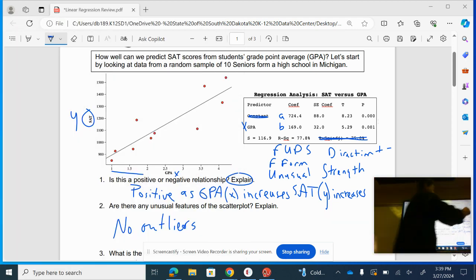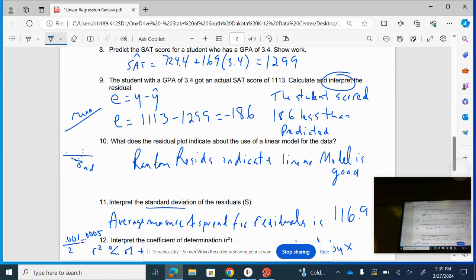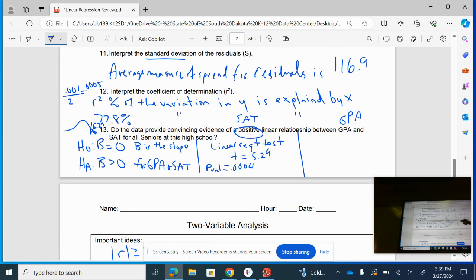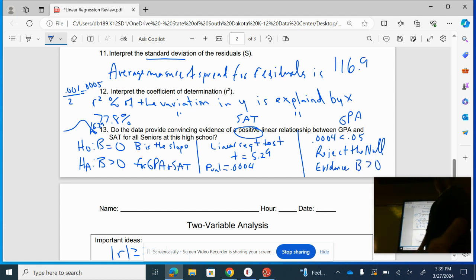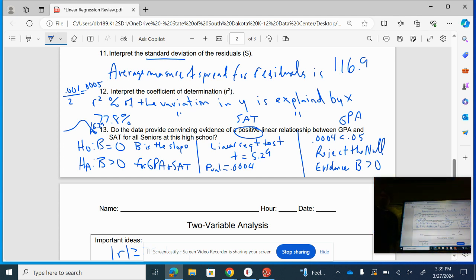All right. So to close this session out, 0.0004 is less than 5%. So remember, less than, you reject the null, and you have evidence that the slope is positive or that b is greater than 0. Now be careful on the AP test with the b is greater than 0. If you're doing the abbreviation, as long as you've defined b, you'll be okay with that.